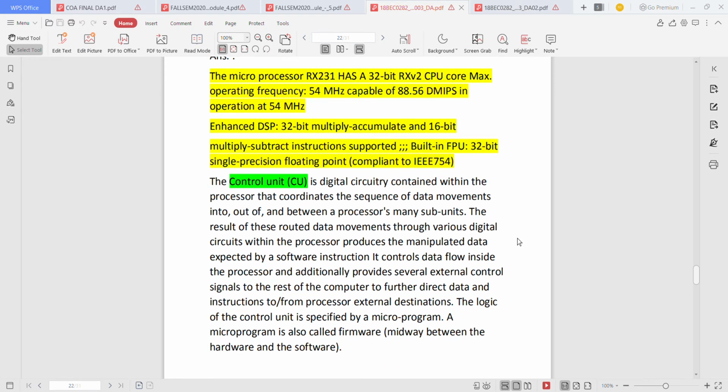The control unit is a digital circuitry contained within the processor that coordinates the sequence of data movements into, out of, and between a processor's many subunits. The result of these routed data movements through various digital circuits within the processor is the manipulated data expected by the instruction and controlled flow inside the processor, and it additionally provides other external control signals to the rest of the computer to further the activity.